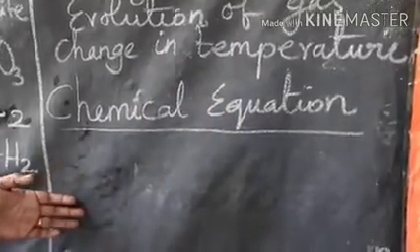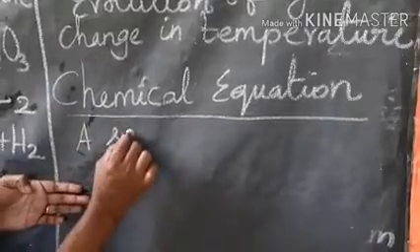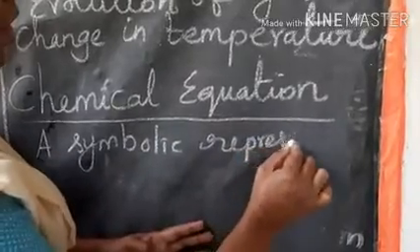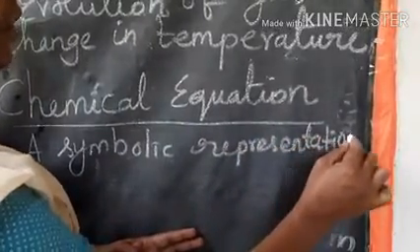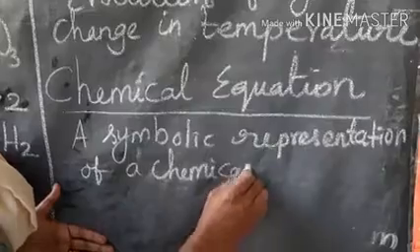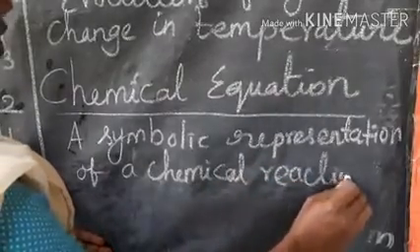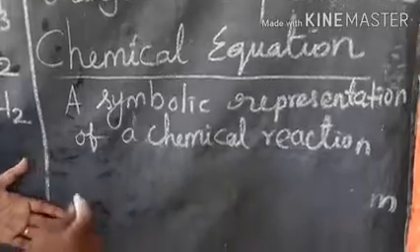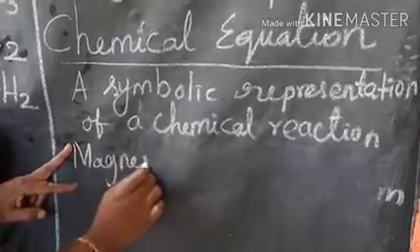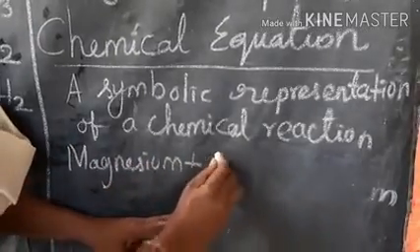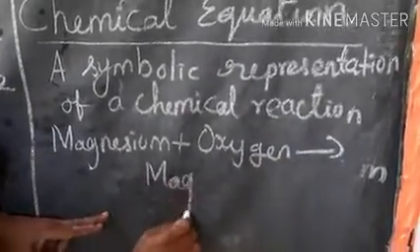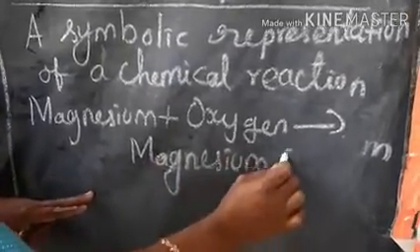What does a chemical equation mean? It is a symbolic representation of a chemical reaction. Okay. For example, let us see magnesium. For example, if I am writing magnesium with oxygen gives magnesium oxide. Is it?